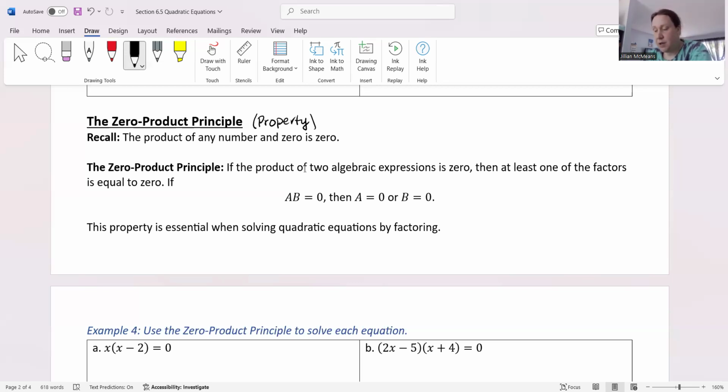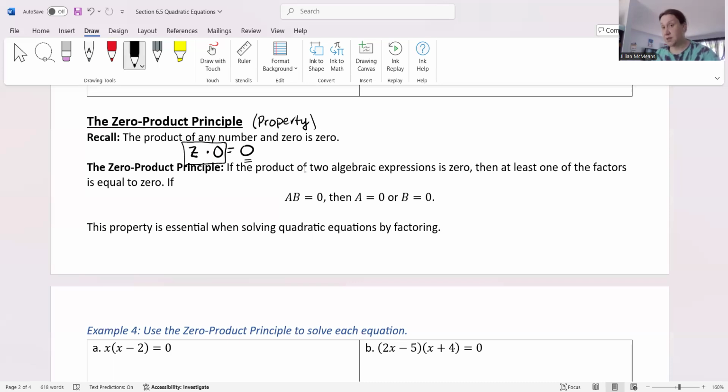So how does that happen? Well, we have to remind ourselves that the product of any number and 0 is 0. So we could take any number, let's call it z, and if we multiply it by 0, we just get 0. If you multiply anything by 0, you get 0. So we have to think of this backwards, okay? We have a product that equals 0. So that tells me at least one of my factors must be 0, okay? And that's how the zero product principle or zero product property works.